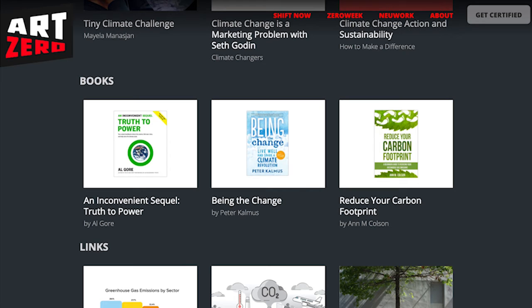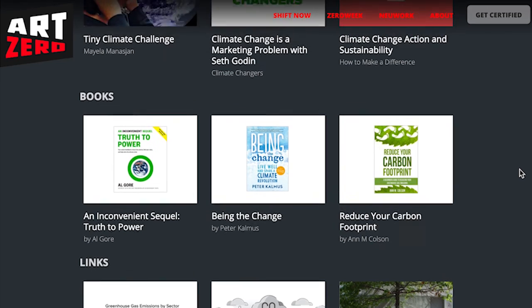The Being the Change book is also really important about how we can all join the climate revolution. And I think there's some inspiring language in that tome as well that you might find interesting. And then Reduce Your Carbon Footprint by Ann Coulson is another. It's in a way a simple guide, but it's also foundational for setting the tone and giving us the language that we need to continue to have these conversations together. So dive in.